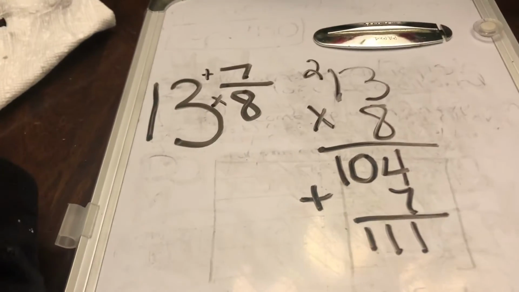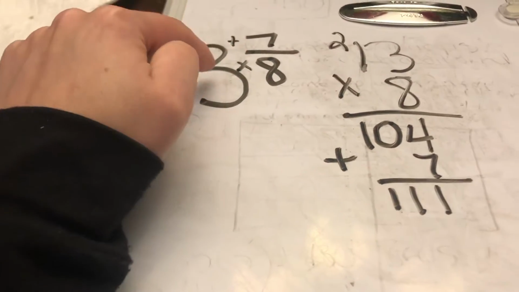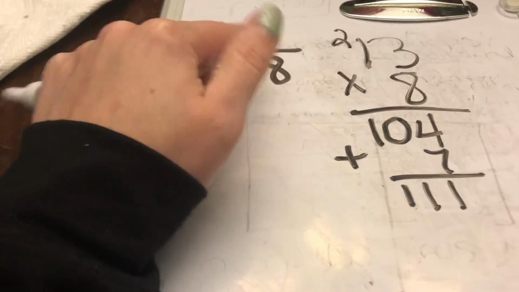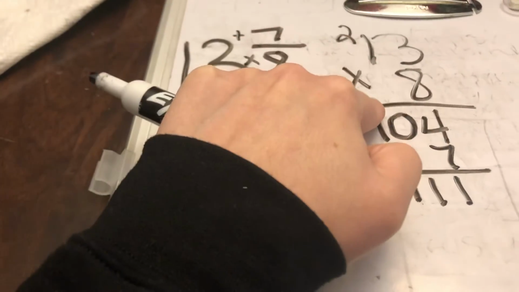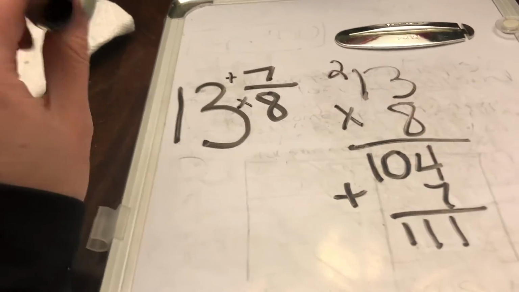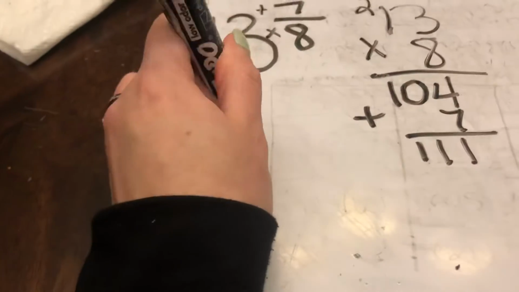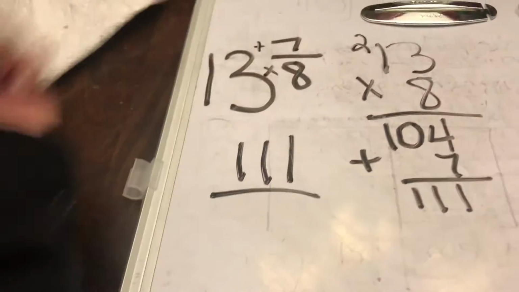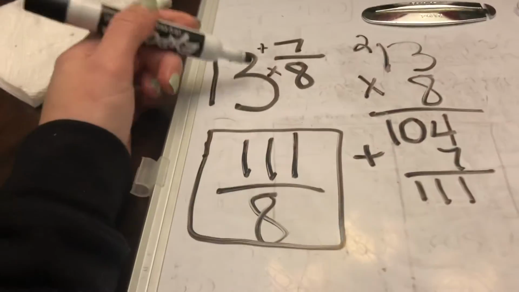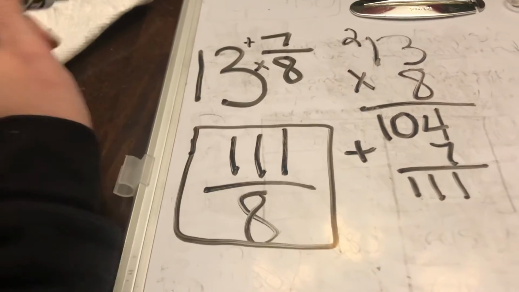If you imagine this as picture method, it makes sense because you would have to draw 13 rectangles, each with 8 parts, and you would shade those in. So you would have 104 shaded in, plus you'd have 7 in the last picture shaded in. And the last step always in the 3-step method is you're going to take the total, so 111, and write it over top of the denominator. So this mixed number, 13 and 7 over 8, is equal to 111 over 8.